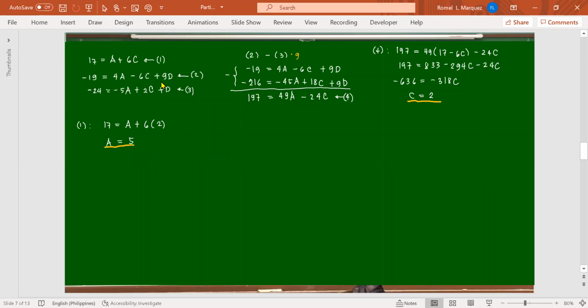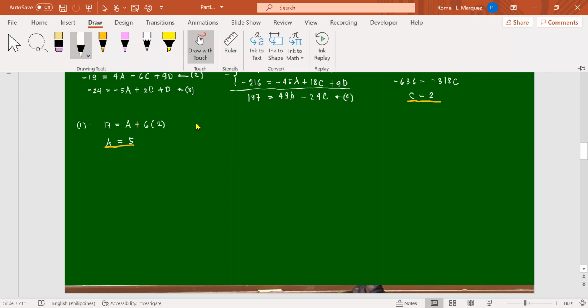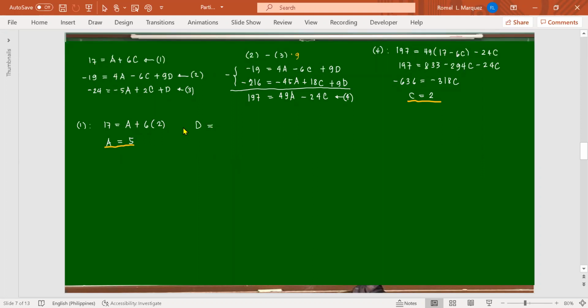So I can now solve for the D, the last one. D is equal to, so this is from equation number 3. Negative 24 is equal to negative 5 times A is 5 plus 2 times C is 2 plus D. So D therefore is equal to negative 24 plus 25 minus 4. So that is negative 3. Hope everything is okay now. So D is negative 3.